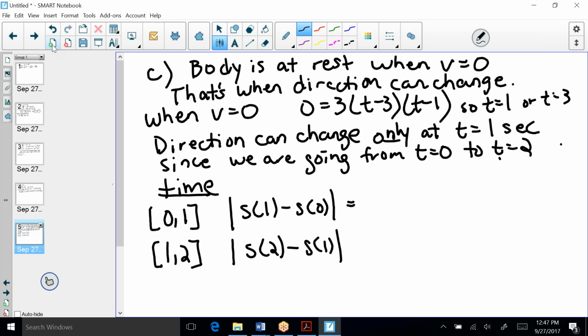So do we have a function called s? On the previous page? That's our position function. So that's t cubed minus 6t squared plus 9t. So we're plugging 1 into that function. So what do you get when you do that?